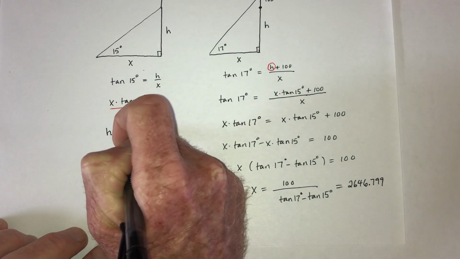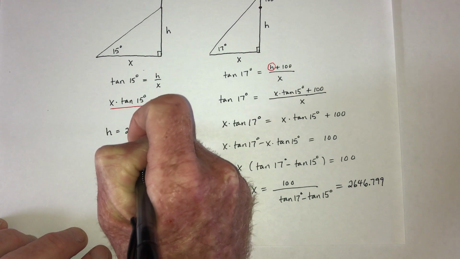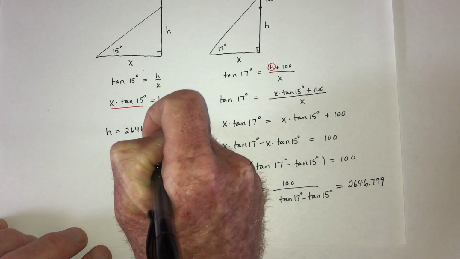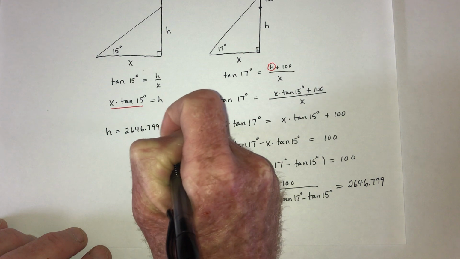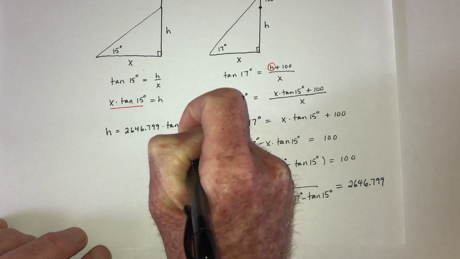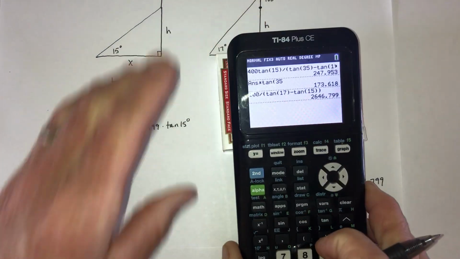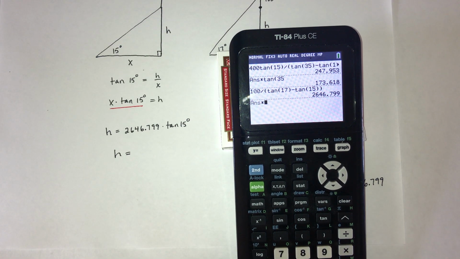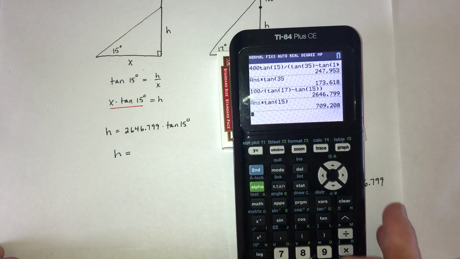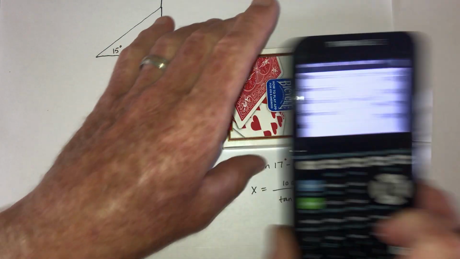So H will equal 2646.799 times tangent of 15 degrees. So I could tell the calculator, just take that last answer and multiply by tangent of 15. And the hill is 709.208 feet tall.